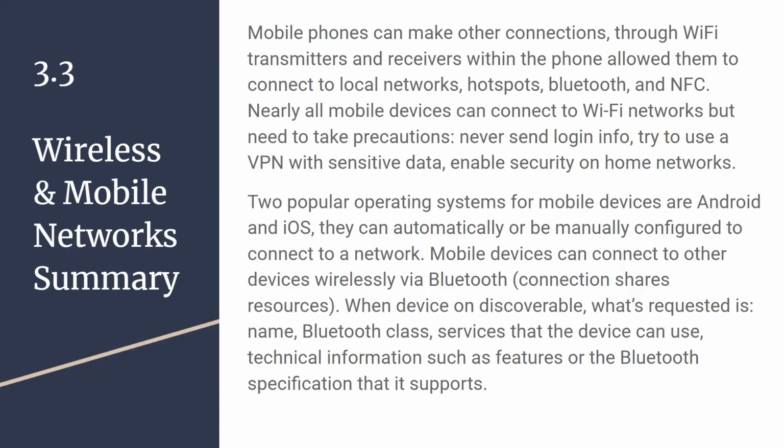So, 3.3 wireless and mobile network summary. Devices use Wi-Fi to connect to each other for wireless communication. Devices can automatically or manually be configured to connect to a network. The two most popular operating systems for mobile devices are Android and iOS. They can also connect to devices wirelessly using Bluetooth when you set a device as discoverable. And if a device cannot connect to a network, then it will use a cellular data plan.